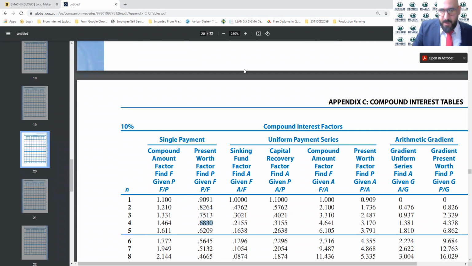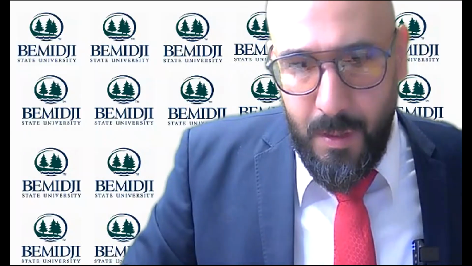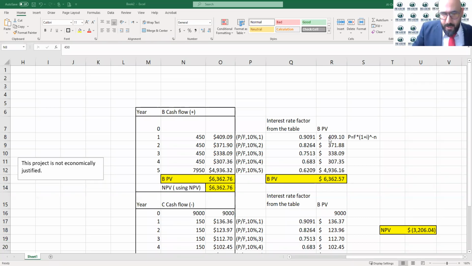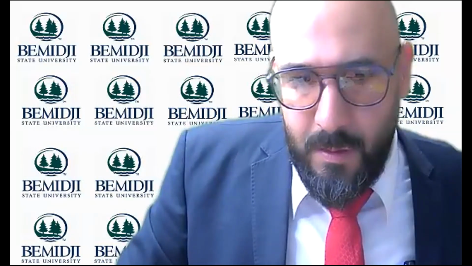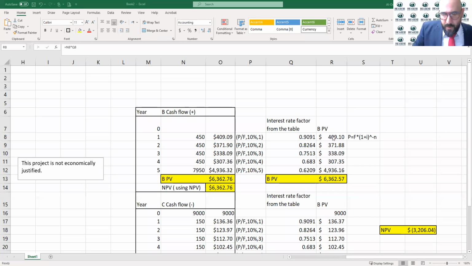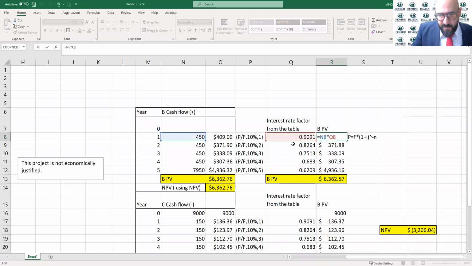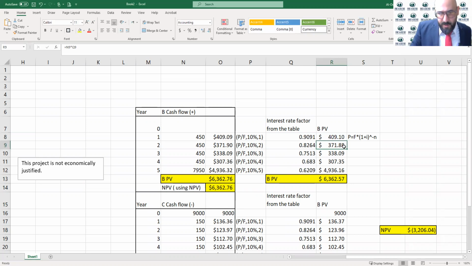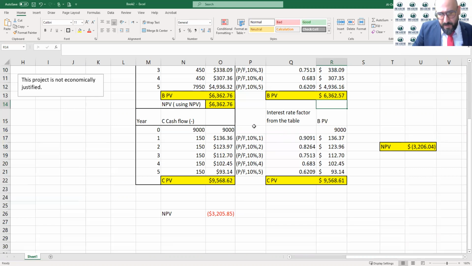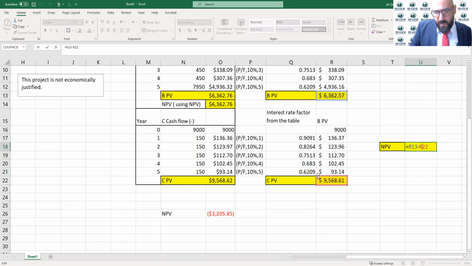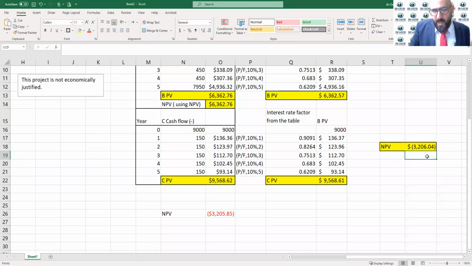I copied them and brought them to Excel, and once I have these values, I multiplied the 450, for example, times that factor from the interest rate table to give you 409, 371, etc. And then once you're done with all this using the interest rate factors from the table, you add them together and you do the same thing for the cost transactions. Then you subtract both from each other, the benefit minus the cost, and that would give you a net present value for that alternative.